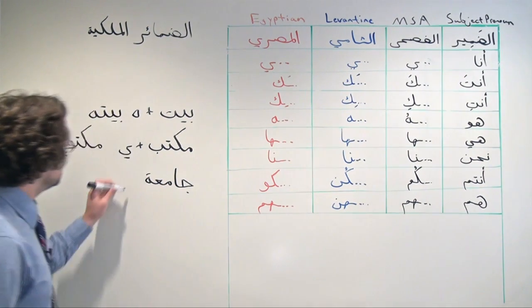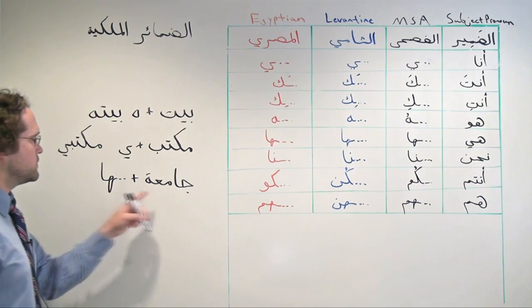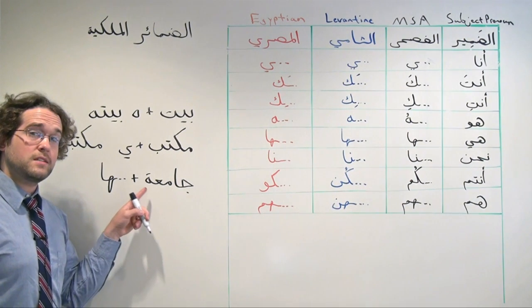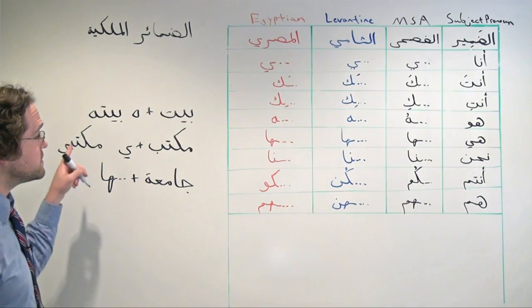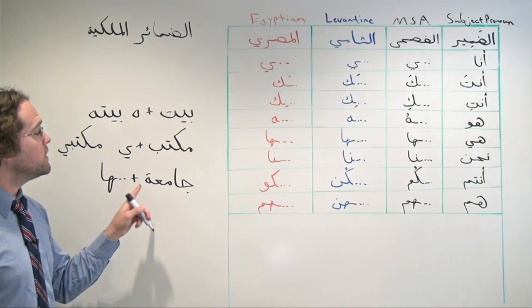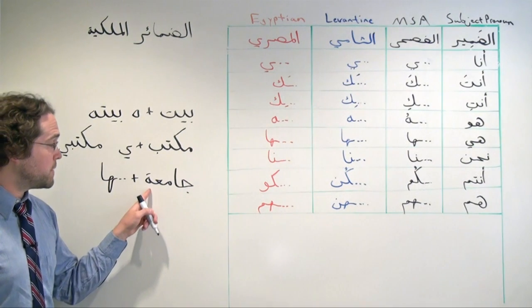Jami'a and add ha to indicate that it's hers. Notice that Jami'a has a ta marbuta, and when we're adding this kind of possessive suffix, possessive pronoun to a word with a ta marbuta, usually one that's grammatically feminine, right?